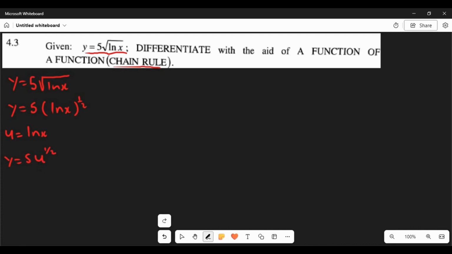From here you differentiate each function. Let's start with u. When you say du over dx, we're differentiating natural log x, and it's going to give you 1 over x.